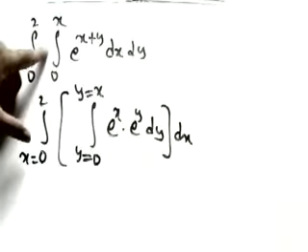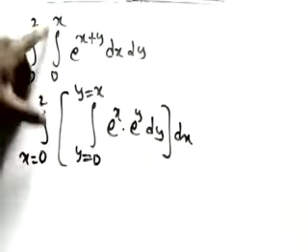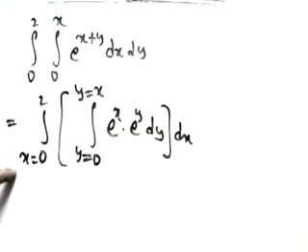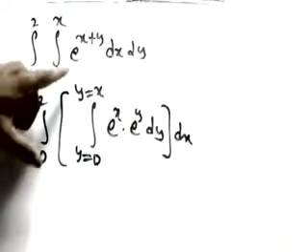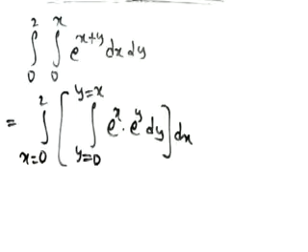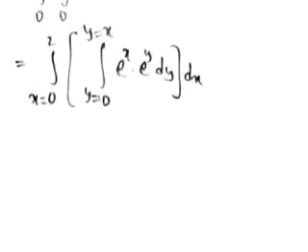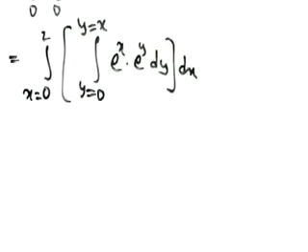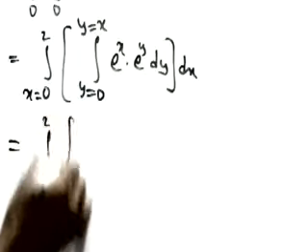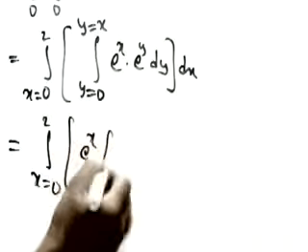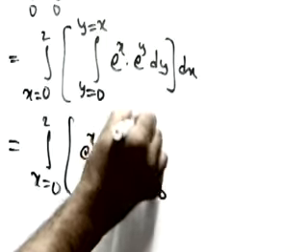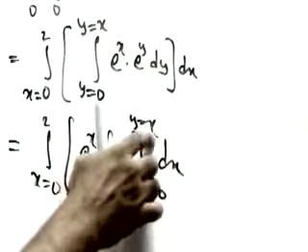Now see the next question. x from 0 to 2, and given x, y goes from 0 to y equals x. If this is y, the upper limit will become x. Now you can change it like this, e power x into e power y. Now we have to integrate with respect to y. So e power x is constant, you write it as it is, or else you can write it outside, x equals 0 to 2. You see here, e power x as it is. Now the integration of e power y will be e power y, from y equals 0 to y equals x.